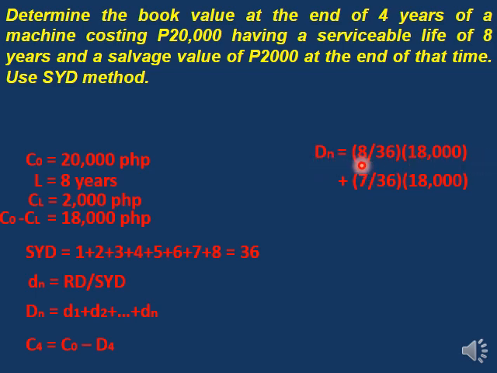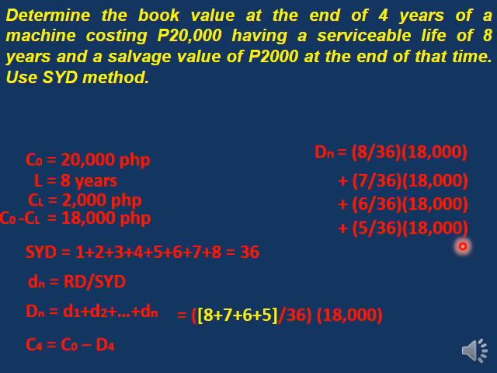The first depreciation is this quantity. The second is 7 out of 36. The third is 6 out of 36 of 18,000. And the fourth is 5 out of 36. This is the total depreciation of the machine.